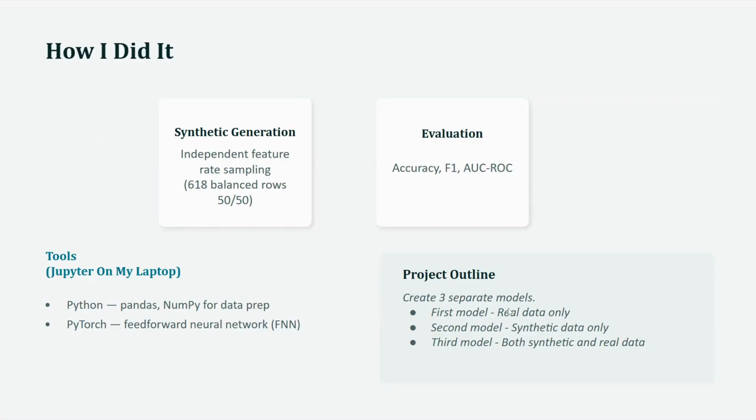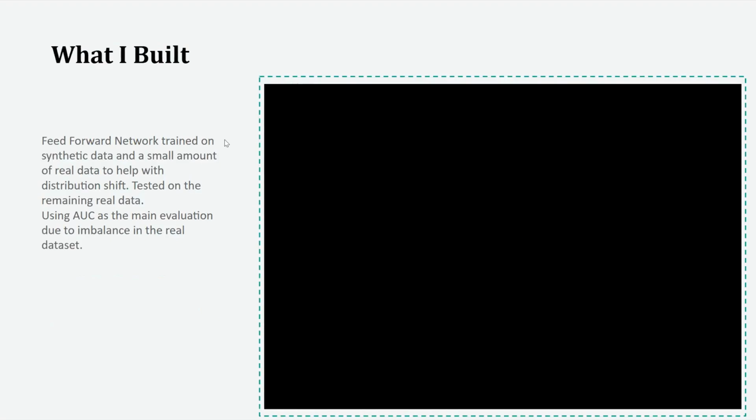The way I did my project was I created one model with real data only to get a baseline, a second model with only synthetic data to see how they compare, and a third to evaluate how the synthetic data actually affects real data and interacts with it. This is what I built: a feed-forward network trained on synthetic and a small amount of real data to help with distribution shift. Then I tested the training on the remaining real data that I didn't use for testing. I used AUC as the main evaluation due to the imbalance in the data set.